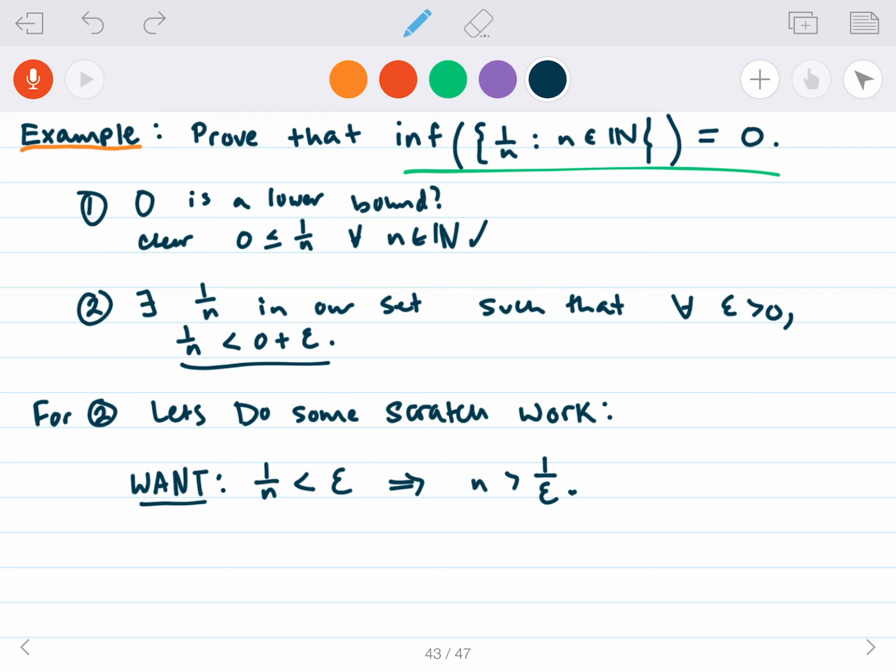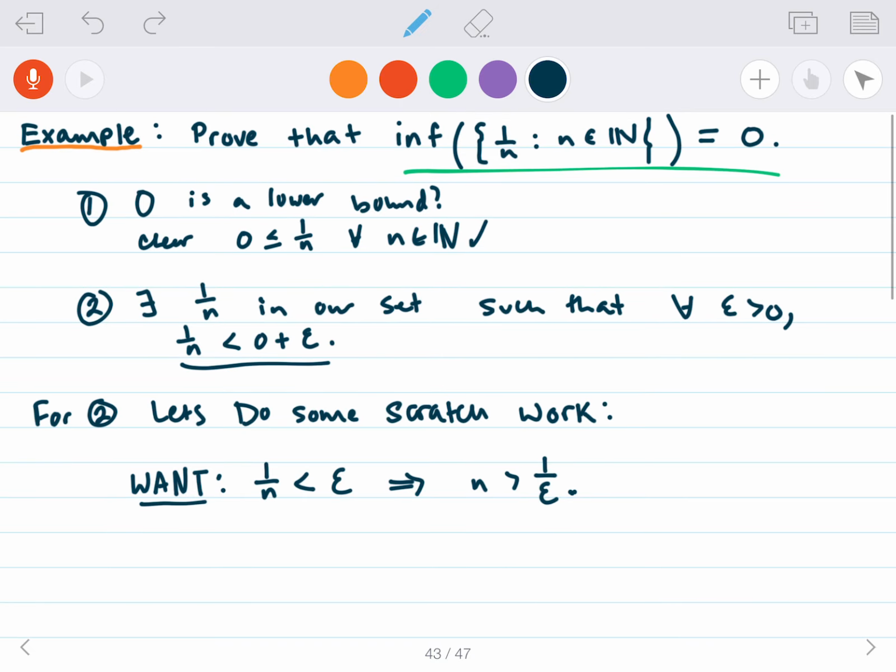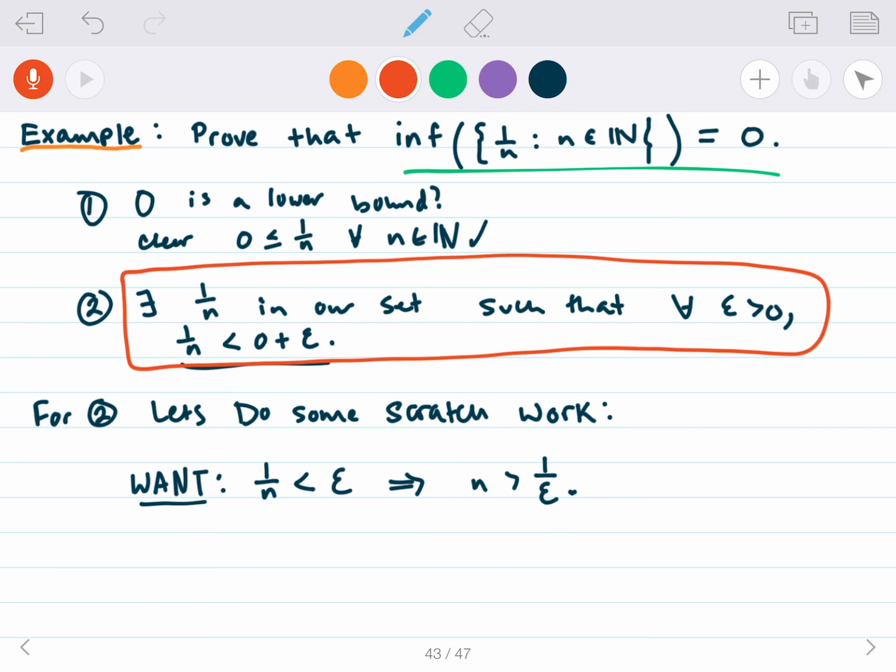Okay, and we're going to play this game quite a bit in this class. So make sure that you understand this example because it's important that you understand this kind of working backwards and then proving based on what you got with the scratch work. Okay, so this is what we're trying to show. We're trying to show that there exists some 1 over n in our set so that for all epsilon bigger than 0, this number in our set, 1 over n, is less than 0 plus epsilon.